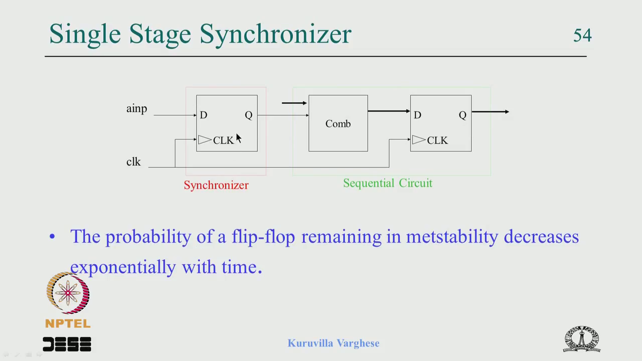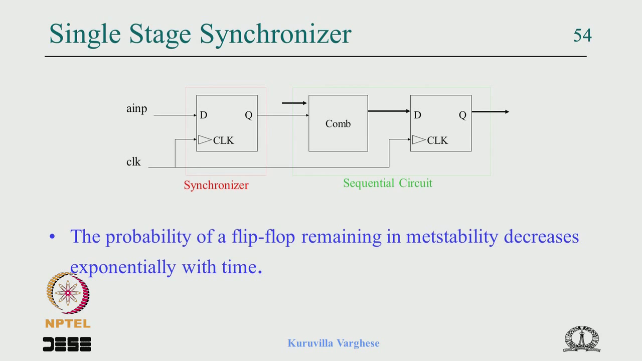The fact is that the probability of a flip flop remaining in metastability decreases exponentially with time. That means if this synchronizing flip flop gets into metastability, as the time passes, the chances of it coming out become exponentially more. So every nanosecond you give extra, it's an exponential increase in the probability of it coming out of the metastability. Again, I warn you, it's a probability. It's not certain. You cannot say that after you give 1 nanosecond extra, it is surely now with a double chance it is going to come out. It may remain there. Okay, there is a kind of logical problem in the last sentence, but I hope you got the picture.